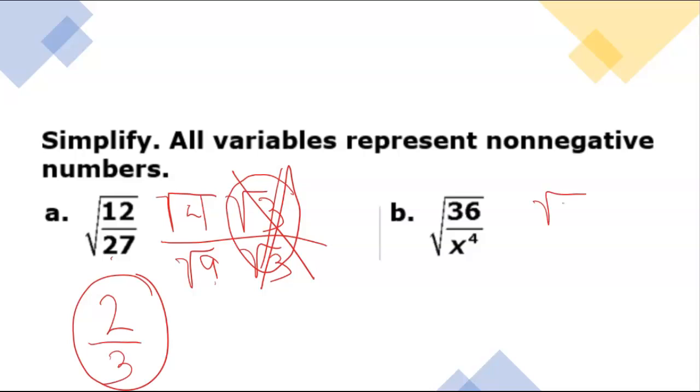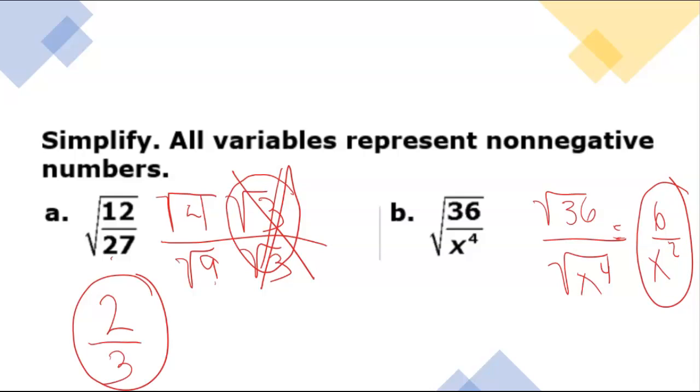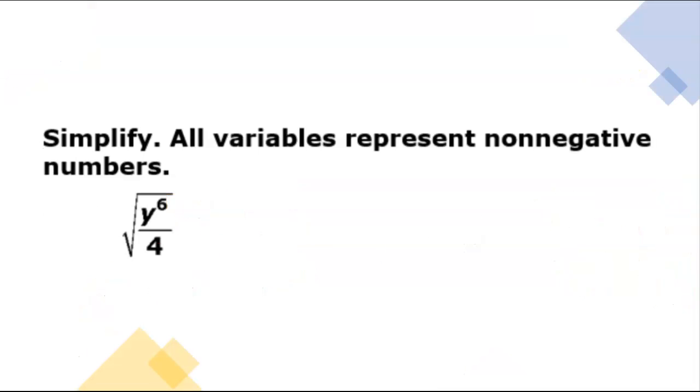You get the square root of 36 over the square root of x to the 4th. The square root of 36 is 6, right? And this is 4 x's, so that means there's 2 sets of 2, so that's x squared. 4 divided by 2 is 2. Let's try this one.